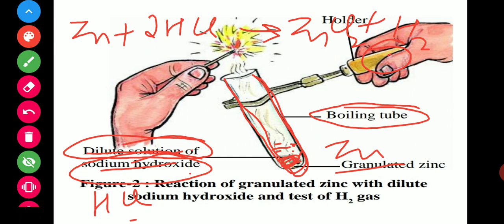This is the test tube holder. Take some granules of zinc and pour some dilute hydrochloric acid. It reacts with zinc and produces hydrogen gas. And for the identification of hydrogen gas, we take a burning matchstick. When the burning matchstick glows, that gas is called hydrogen gas.